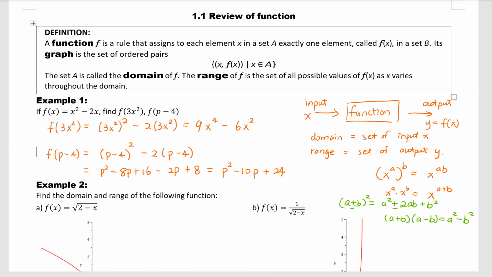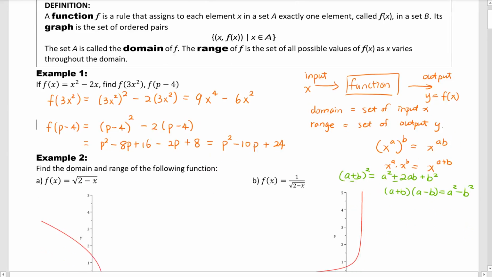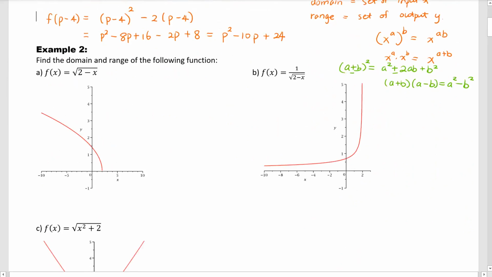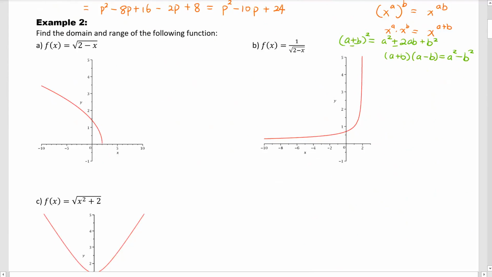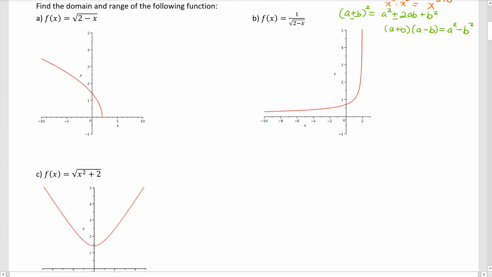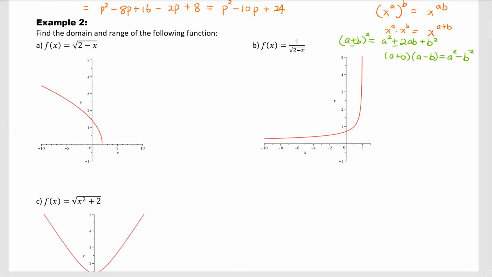All right, so let's continue. Example 2, we want to find the domain and range of the following functions. So how do we find the domain? I want to remind you there are 3 types of functions with restricted domain.